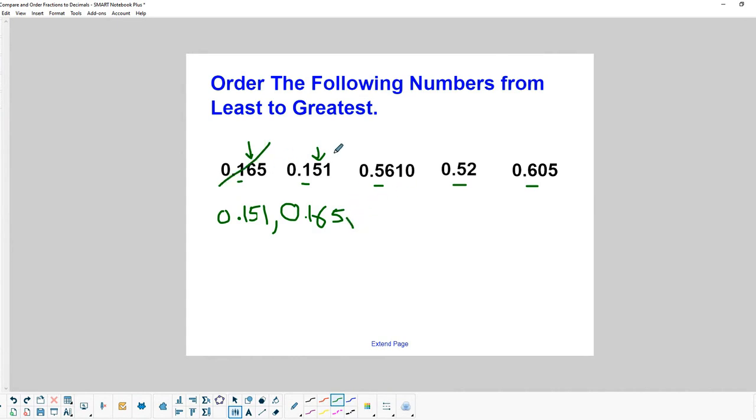Now, so I'm going to kind of cross those off. Now the next one, I'm going to choose between these two. So the next biggest number is going to be this one with a 2, because this 2 is a little bit smaller than 6. So 0.52 will be my next biggest, and then 0.561, and then 0.605 will be my last one. So that's ordering it from least to greatest.